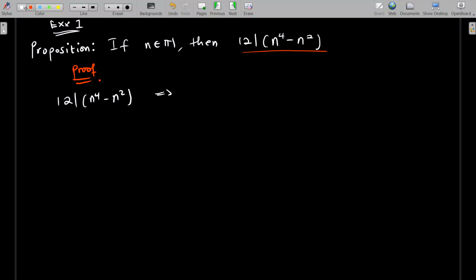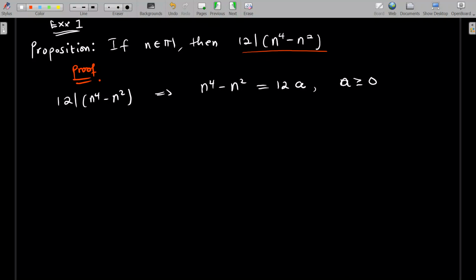per the division algorithm, n to the 4th power minus n squared to be 12 multiplying some integer a. Here this integer a is greater than or equal to 0, since we're dealing with natural numbers. Indeed, 0 can be written as 12 multiplying 0.